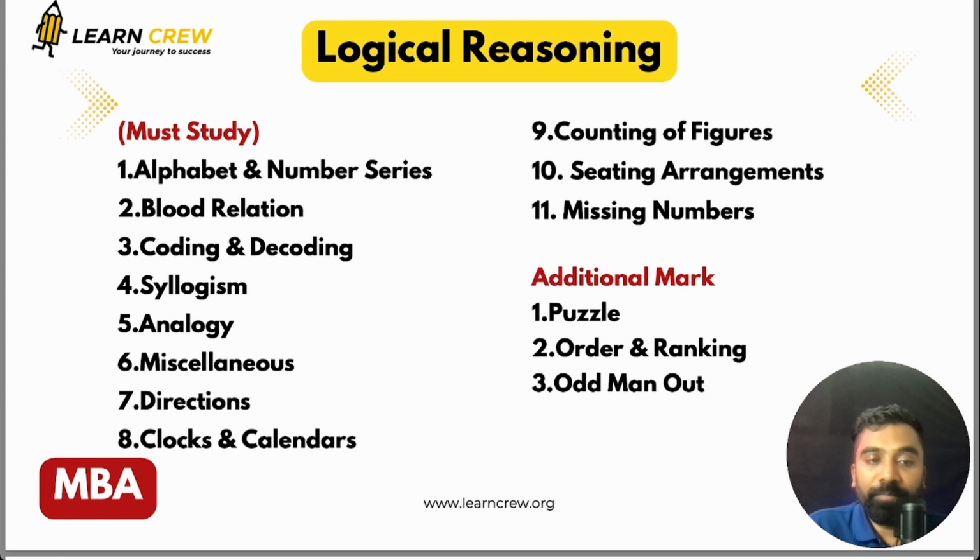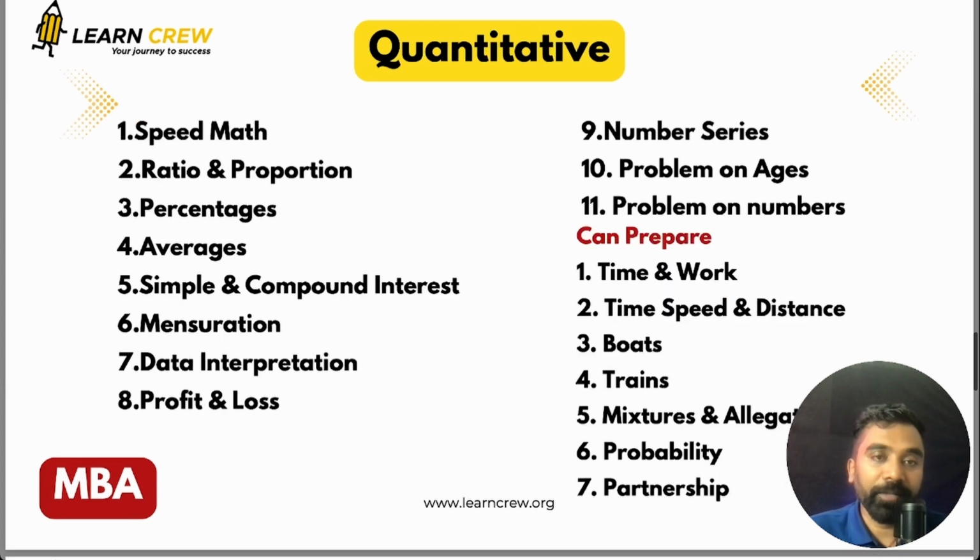The first 5 to 6 topics have maximum weightage. The next topics will have moderate weightage. Some additional marks if you want: puzzles, order and ranking, odd man out. You can just figure that out. Okay. These are easy ones, but now and then only they ask, not more frequently.